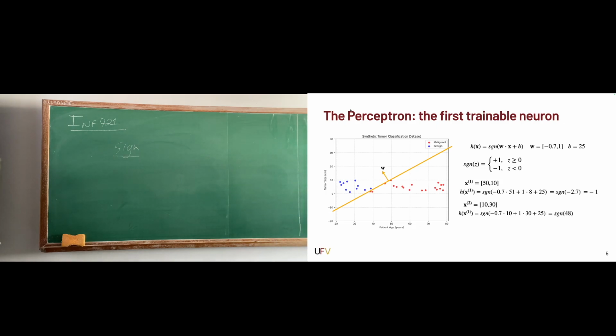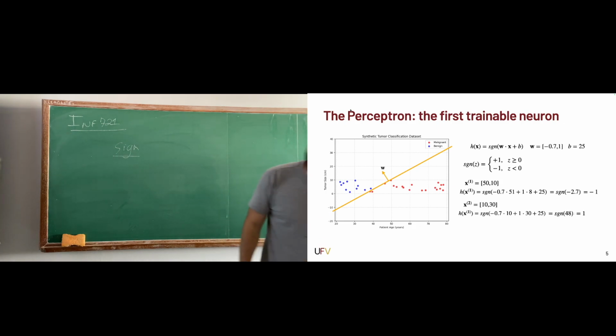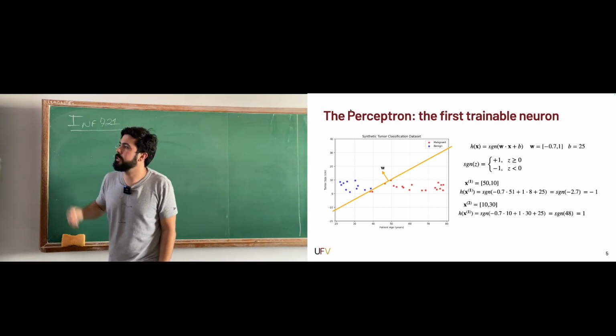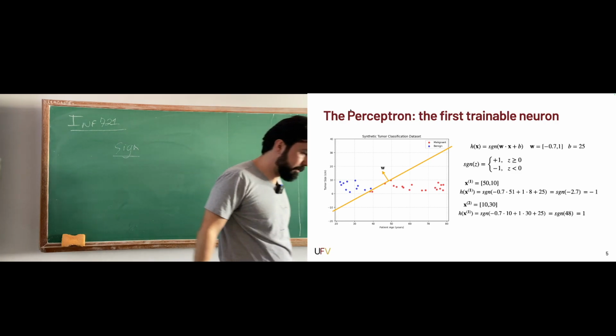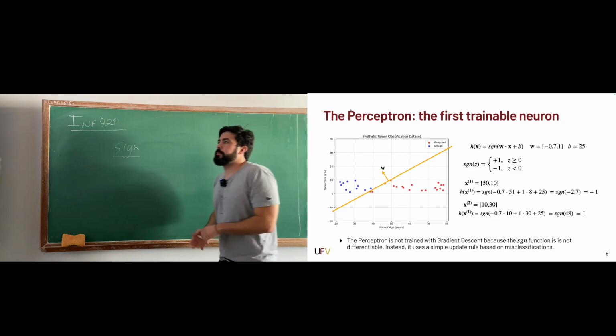Okay. That will give you the signal of 48, which is 1, which is also a correct prediction, because that's above the line. Okay. So that's the perceptron algorithm.